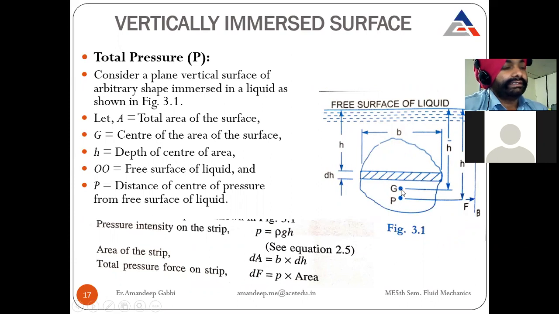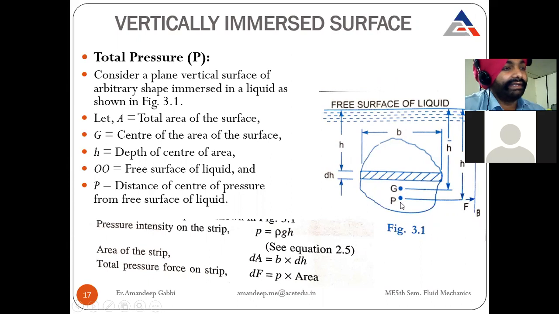Then let us assume that G is the center of gravity, the center of area of the surface. It is assumed to be a two-dimensional body, so the centroid of that particular figure is at G, and P is the center of pressure of this particular liquid, located at this side. We have to calculate the value of H star, how far the center of pressure is from the free surface. We have to calculate H star, the location of the center of pressure from the free surface.